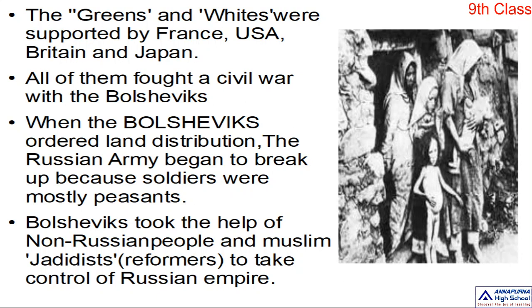Why did the Russian army begin to break up? Because in the Russian army, the soldiers also had lands. Most of the Russian soldiers were peasants. So these peasants had lands. That is why, whenever Lenin ordered land distribution, the Russian army was divided. The Russian army began to break up because the soldiers were mostly peasants, my dears.